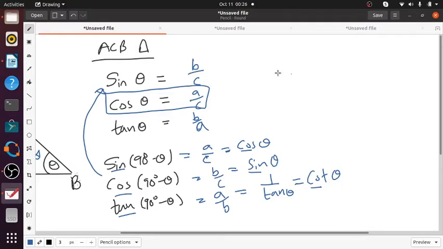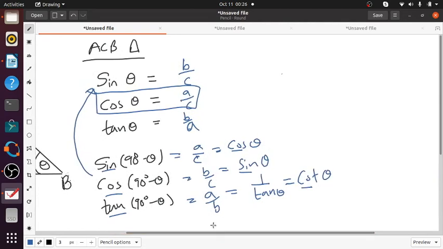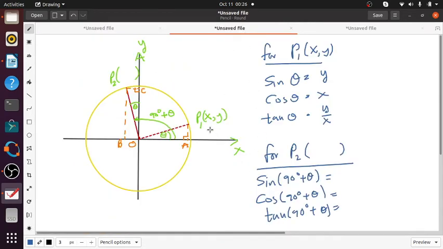Okay, let's go to the other detail where we can represent any angle in the second quadrant with respect to the y-axis. In this case, like the last time, I have made a construction. So here at first we take an acute angle in the first quadrant. This is P1 (x, y).